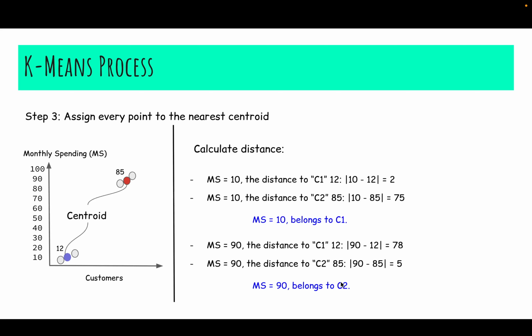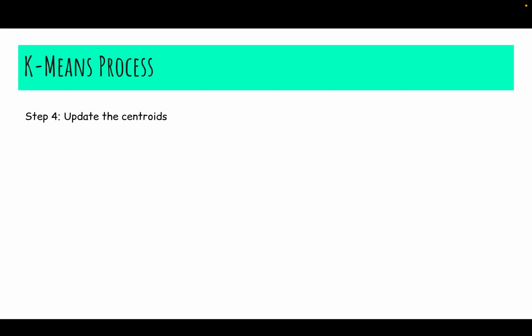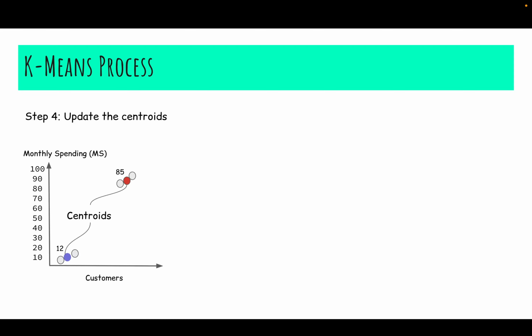So we have to do this for all the data points and we'll get our clusters. So for cluster 1, these are the data points, and for cluster 2, these are the data points we get. As part of the next step, we have to update the centroids. Since we already created clusters now, we have to find the new centroids. So this is our current centroid, which is 12 and 85, and these are the data points.